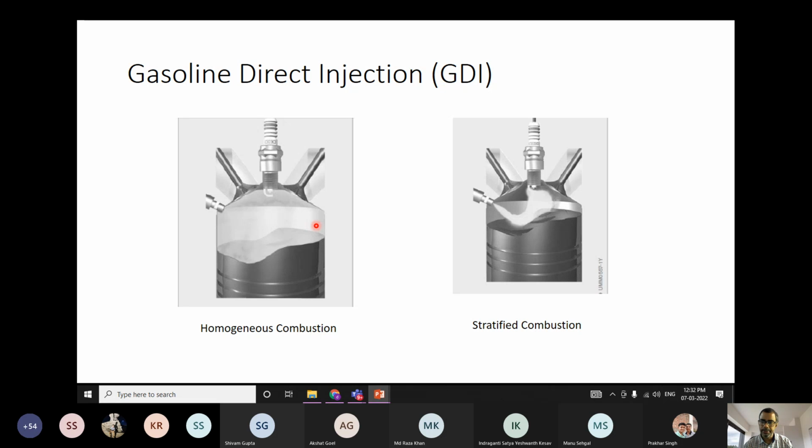Some of the differences have to be very clear in your mind: what is the difference between the GDI and the PFI mode? What are the merits and the demerits? What are the different combustion modes of the GDI? What are the challenges associated with GDI? All these things, I hope we have covered, and you will remember. If you have any questions related to that, please ask.